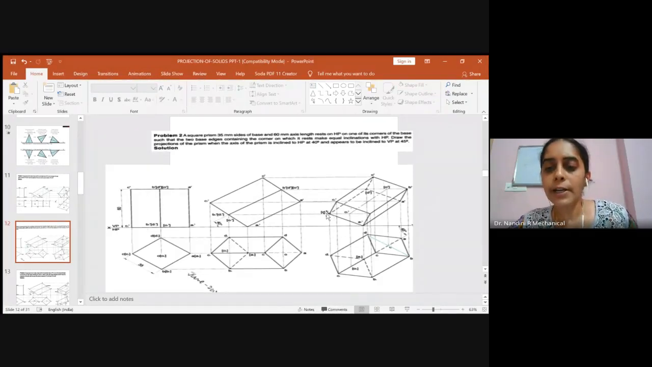So join D1 dash to A1 dash, A1 dash to A dash, A dash to B dash, B dash to C dash, C dash to C1 dash, C1 dash to D1 dash. So this outer boundary will be completely visible. Along with that, these two surfaces also will be visible. Okay, so you can join this.